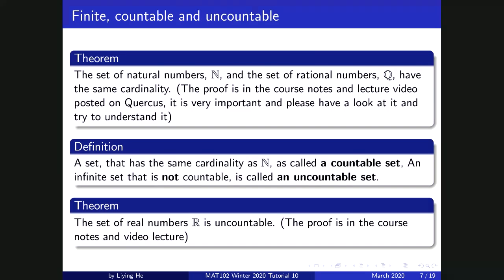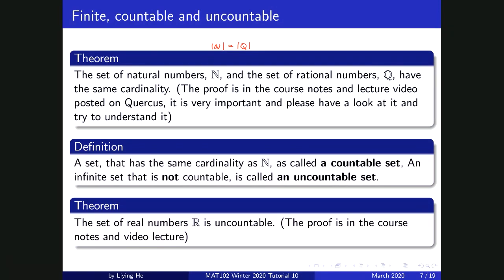Okay, continue. So right now we want to talk about finite, countable and uncountable. First of all, one of the theorems is that the cardinality of natural numbers and the cardinality of rational numbers are the same. The proof is in your course notes. Also, Professor Ali uploaded a video about it, so you can have a look. The proof itself is really important. We use that proof all the time, it's like an application of that proof. So please have a look at that.